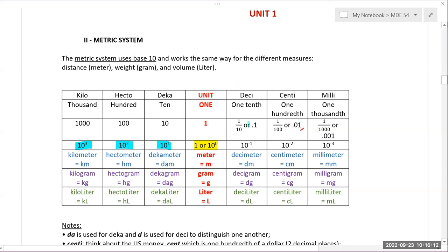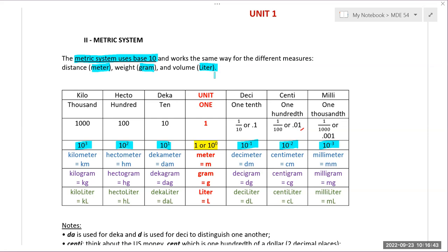So deci is now a 10th, 10 to the negative 1. Centi is 100th, 10 to the negative 2. And milli is 1,000th, 10 to the negative 3. And the metric system uses these base 10 to move between their meters, grams, and liters. And again, all distance is meters, all weight is some type of gram, all volume is some type of liter. So it helps you move back and forth pretty easily.